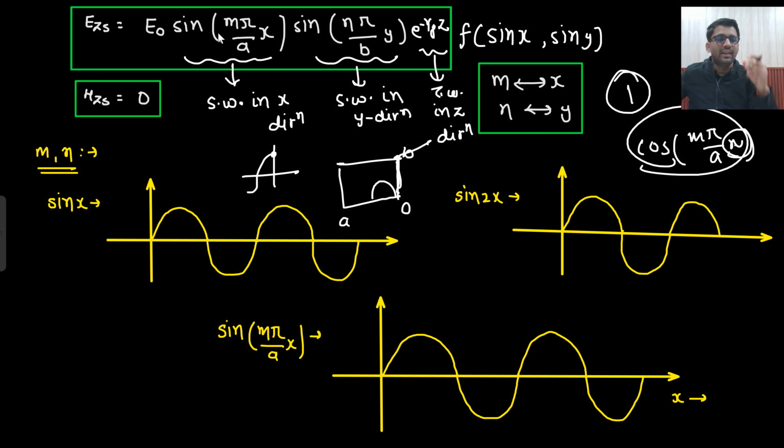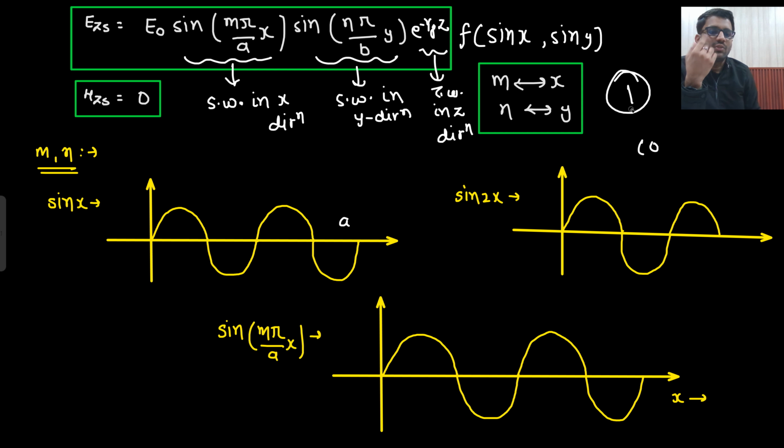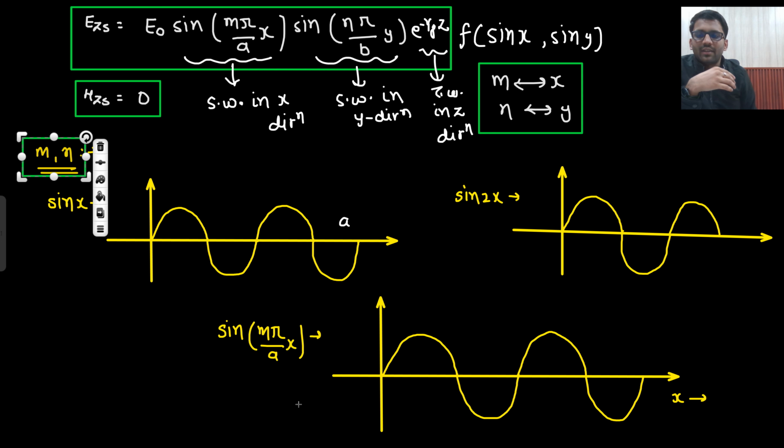So E naught sin of m pi by a into x, into sin of n pi by b into y, and the direction of propagation, that is e to the power minus gamma g z. So this is how you can write down the Ez expression. Just one thing is that it is a function of sin x and sin y. Both are sin x and sin y. So in any rough place you can write down this thing, that you will get minima. So that's why we are getting the sin component. Okay. Now what are these m and n? Let's discuss these m and n.